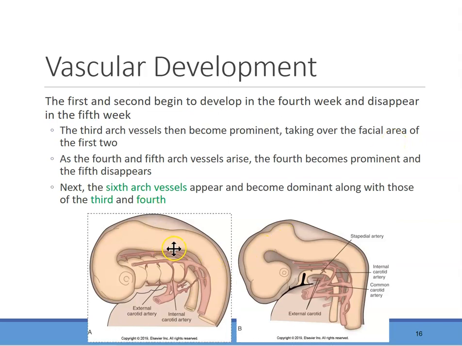The 5th one, let's see here. So the first one disappears, the second one disappears, the third one is prominent, so is the 4th one. The 5th one is not really there, it disappears, and the 6th one is prominent. So the ones that are prominent are the 3rd vessel, the 4th vessel, and the 6th arch vessel. So they come from the arch. The 3rd, the 4th, and the 6th are the dominant ones, the ones that stay. The other ones disappear.